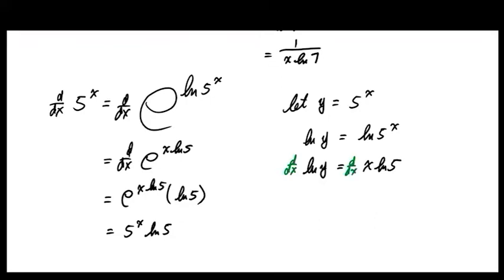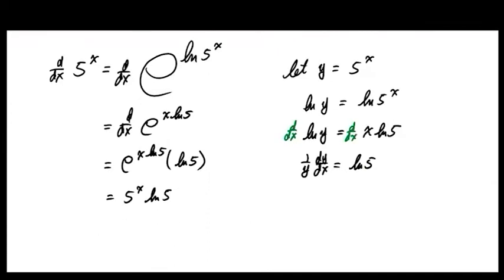Okay, let's see what this becomes. This is 1 over y. What am I forgetting? dy over dx, right? And then the right hand side, x became 1, and the constant remains. Still with me? So we multiply by y.